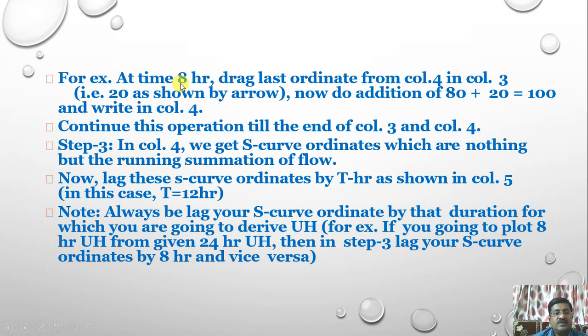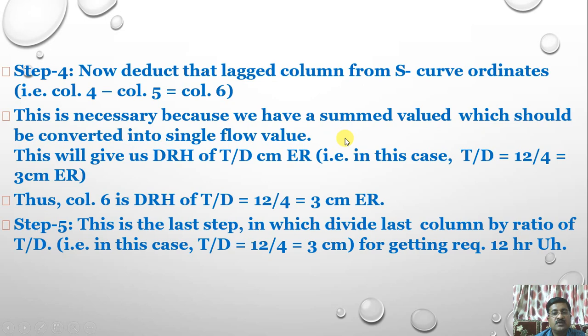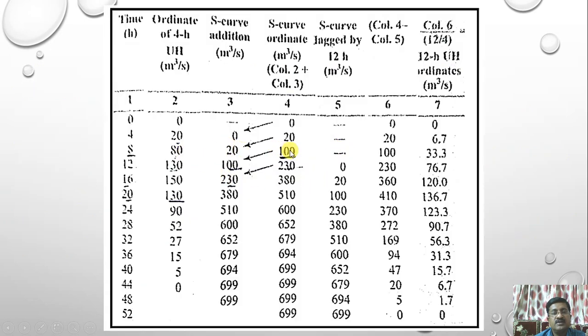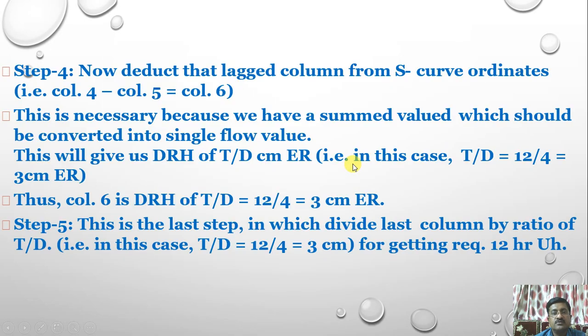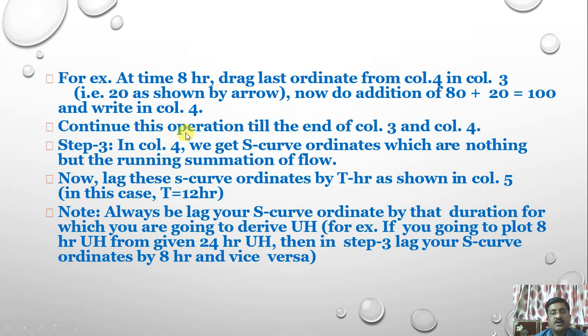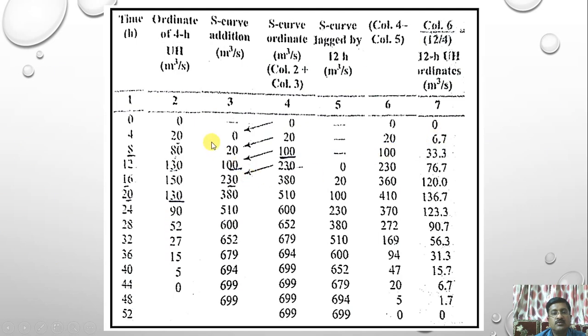At time t hour, drag the last ordinate from column 4 into column 3, 20, as shown by the arrow. Now do the addition: 80 plus 20 is equal to 100, and write it in column 4. Continue this operation till the end of columns 3 and 4, so we carry it out up to the end.